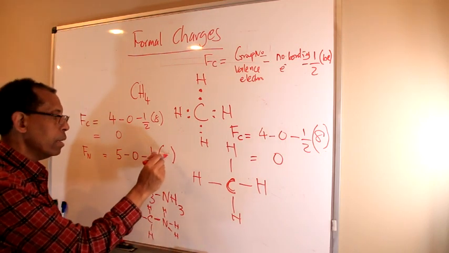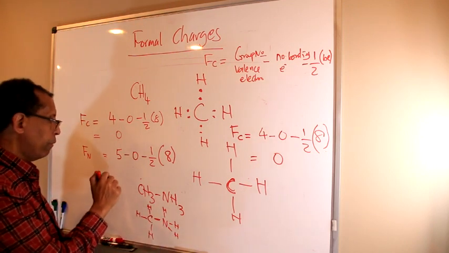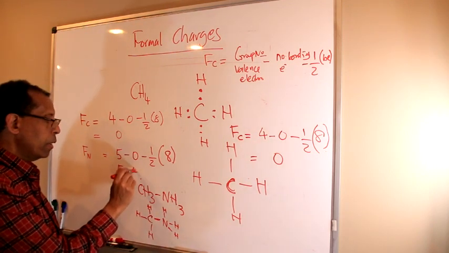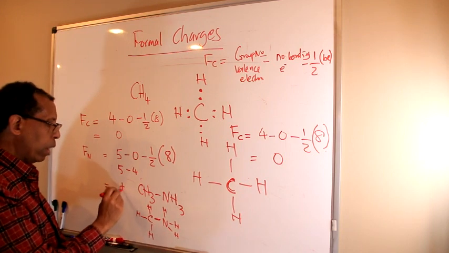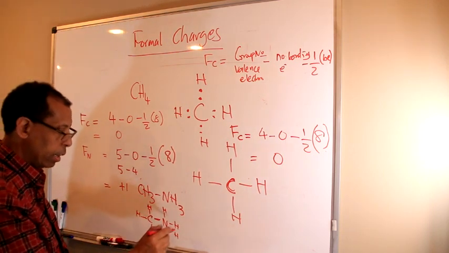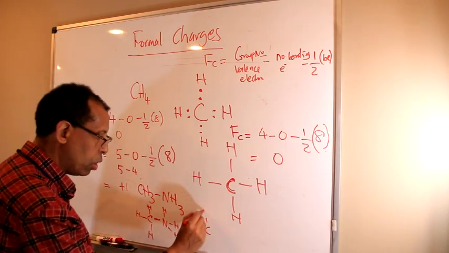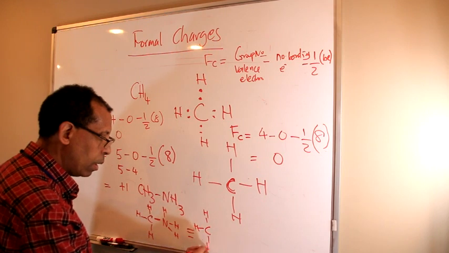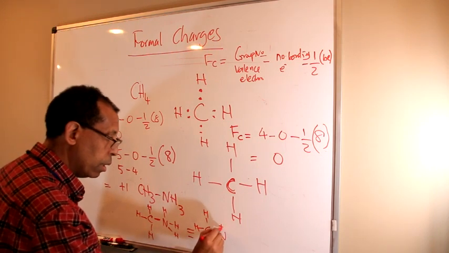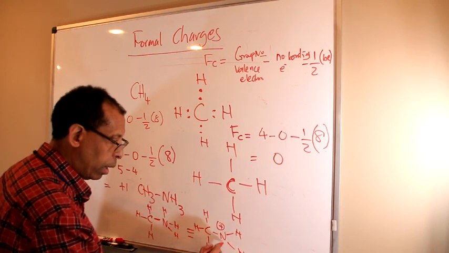1, 2, 3, 4, which is 8. 8 electrons are bonding electrons. So 5 minus 4 is a plus 1. Therefore, this structure has to be written as the correct structure for this, which is CH3, nitrogen with its charge on it, with 3 hydrogens.